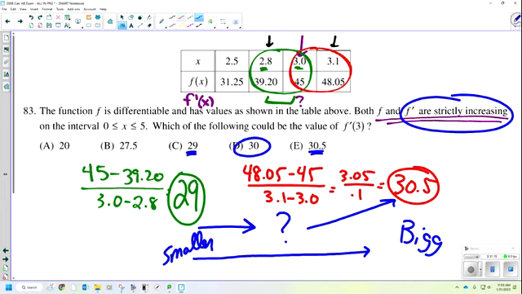Well, why can't I pick 29? 29 is not bigger than 29. It's the same. Why can't I pick 30.5? Because 30.5 is the same as 30.5. It's not less than, because it has to be.